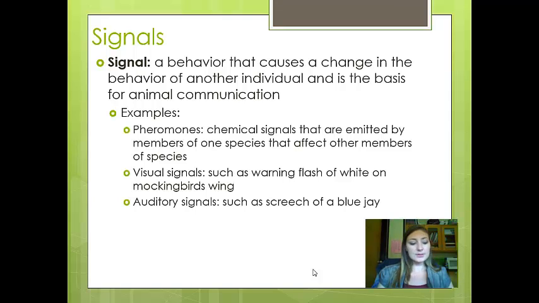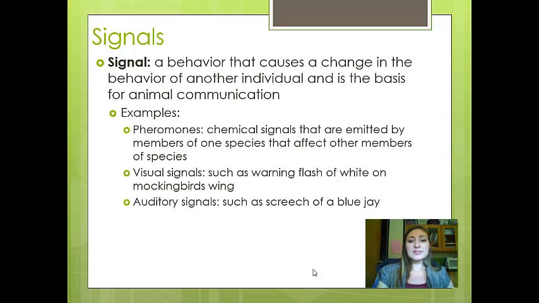So some examples of signals in organisms are pheromones, which are chemical signals that are emitted by one member of a species that affect other members of the species. A great example of this would be ants. When they sense food somewhere, they emit a pheromone, and then other ants can follow that pheromone trail so that they can lead to the food and bring the food back to the hive.